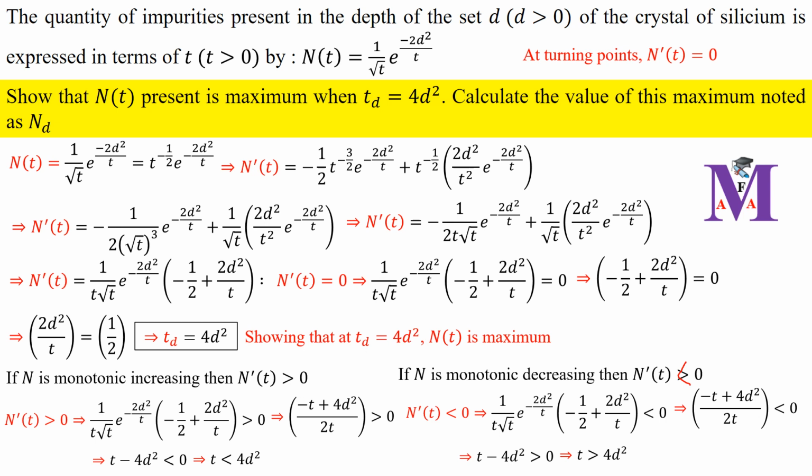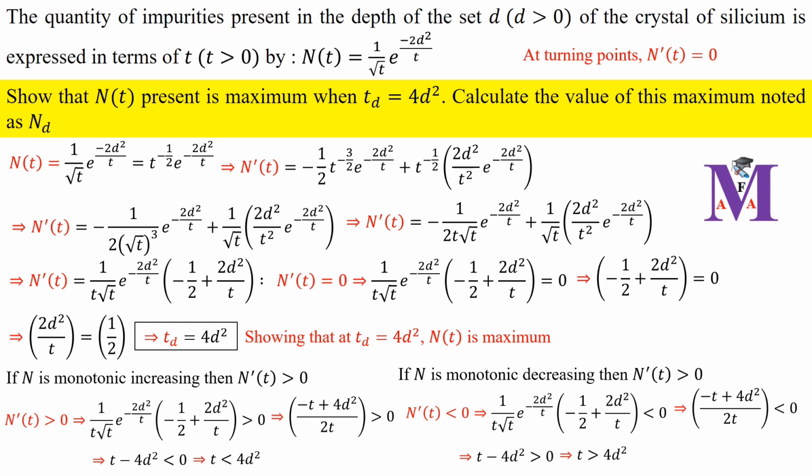So we can conclude that when t is less than 4d squared, the function is monotonic increasing. So it means it increases right up to when t is equal to 4d squared. Now when t is greater than 4d squared, the function is monotonic decreasing. So when it arrives at that value there, it now decreases. So it means that at t equal to 4d squared, the function has a maximum turning point, which is what we are required to prove.